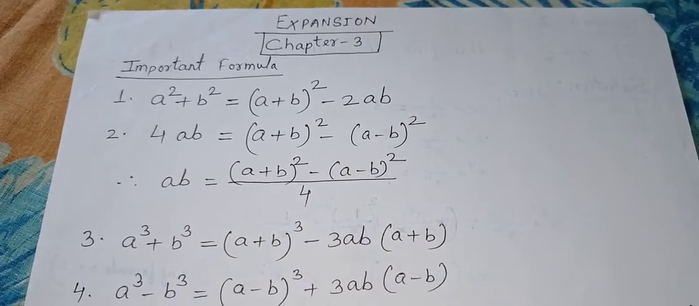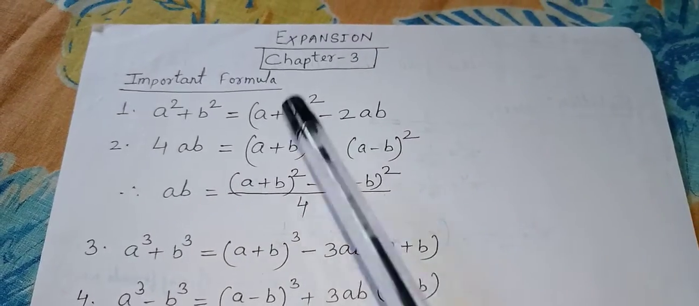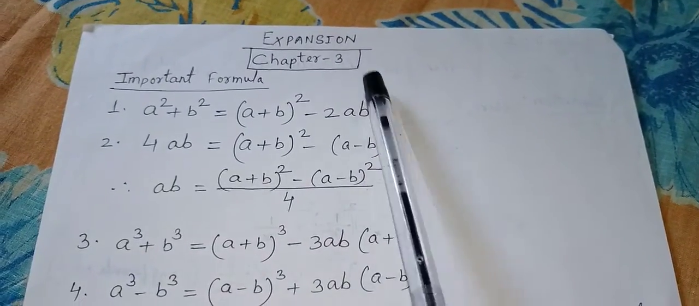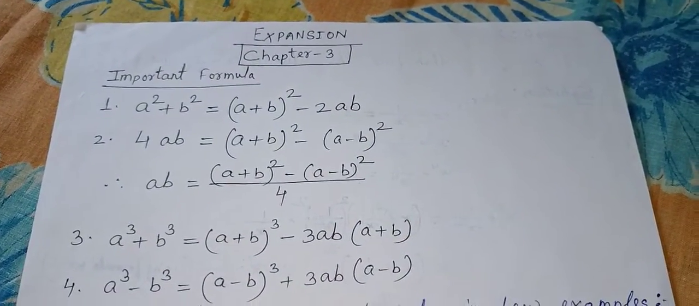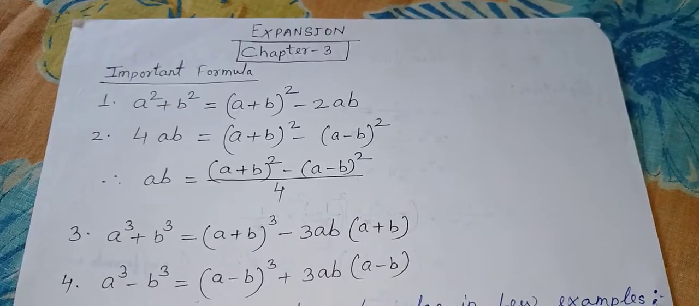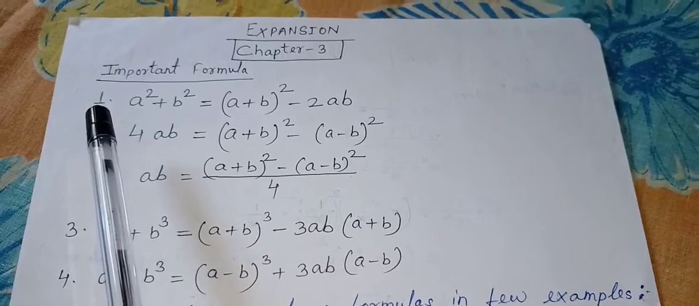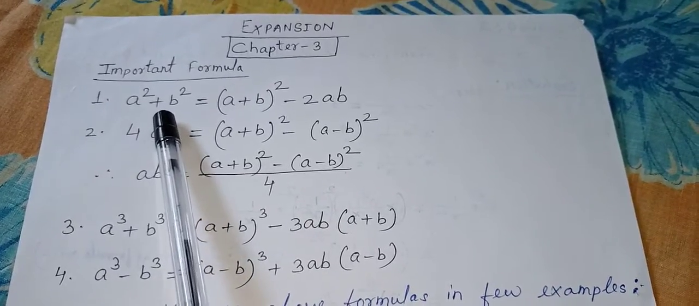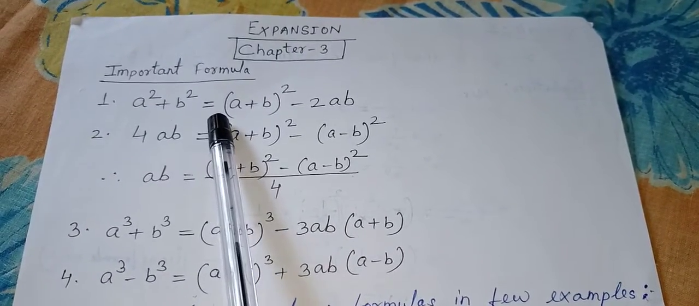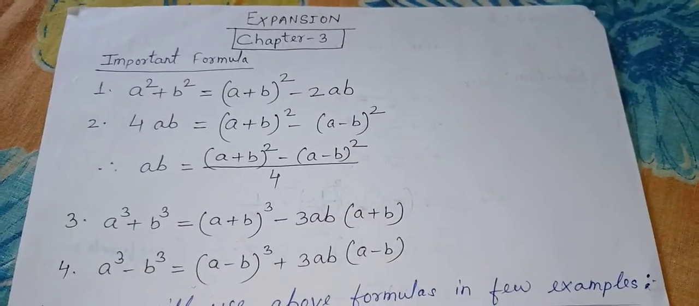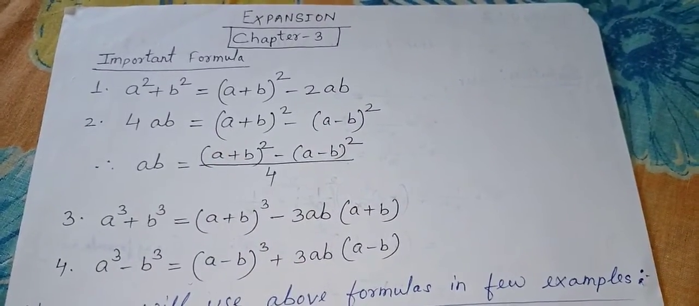Class 9 children, today we will learn a new chapter, chapter 3, expansion. Before we begin this chapter, we have very few important formulas to learn. So here I begin a list of formulas. Number 1 formula: a square plus b square is equal to a plus b whole square minus 2ab. This formula is very important for you children.